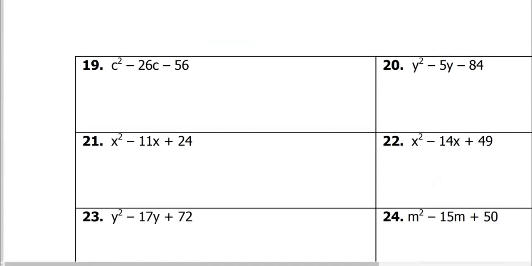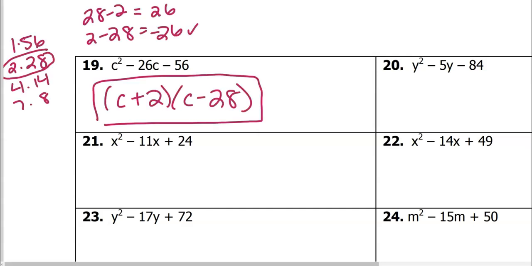Do you want to try 19? Try 19, and I need to adjust attendance. For this one, you should have C plus 2 and C minus 28. So 2 times negative 28 gives you negative 56. 2 minus 28 gives you negative 26.